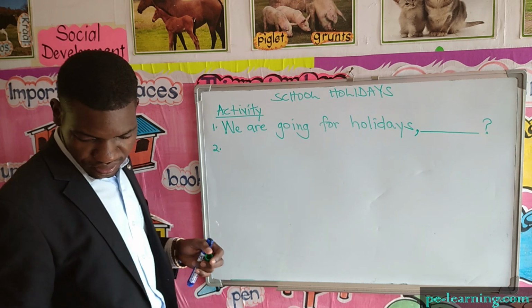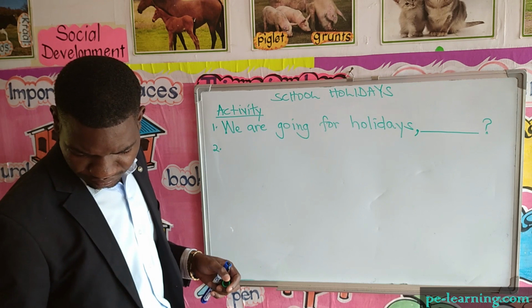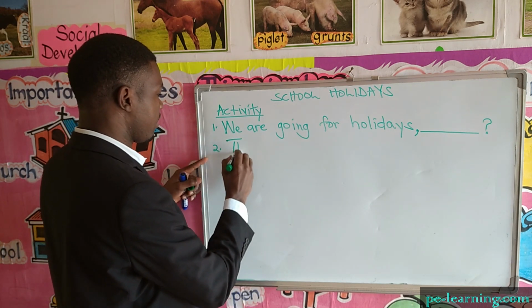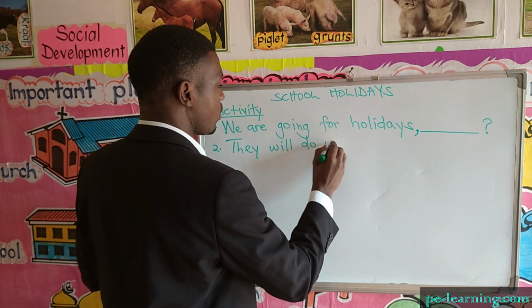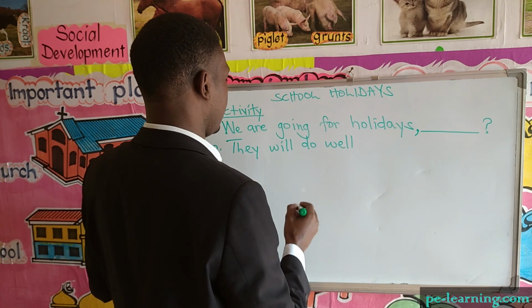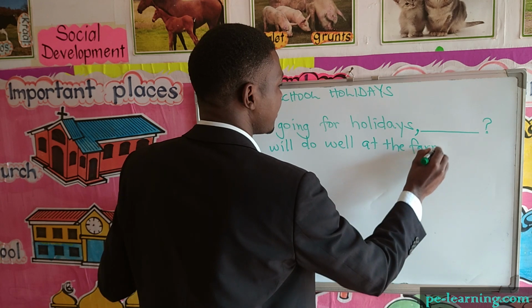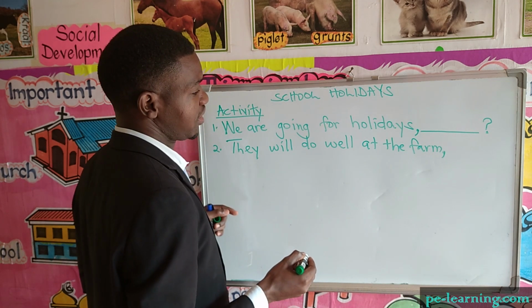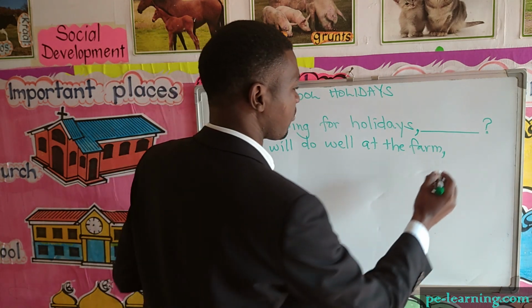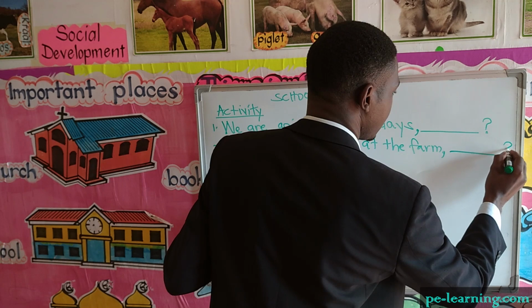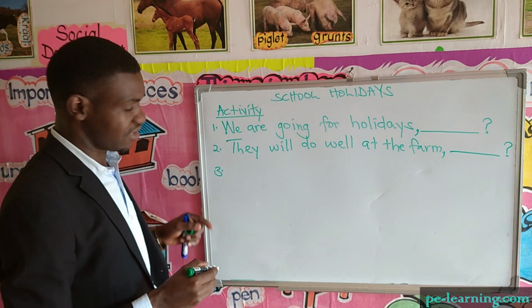And the second one, we shall say, they will do well at the farm. The farm comes in during school holidays, in most cases. Some of you travel to the farm. So they will do well at the farm. What will be the question tag? You fill it in, and then the question mark is there for you, making it easy for you.